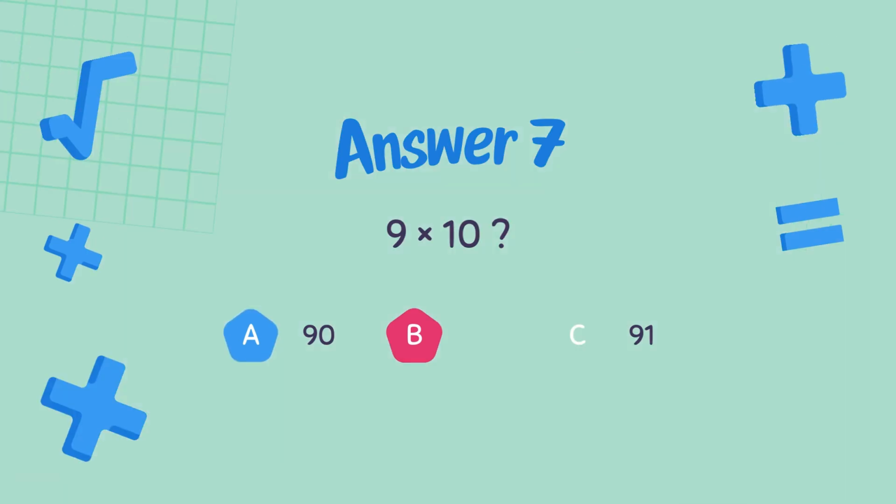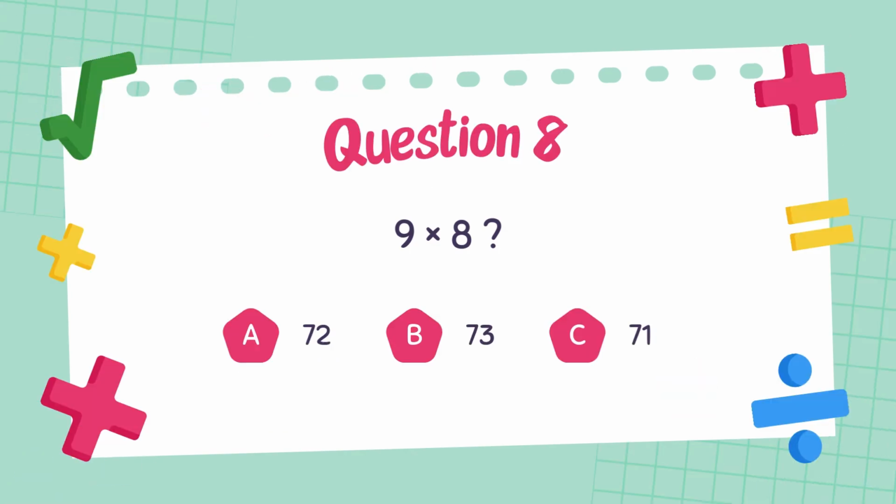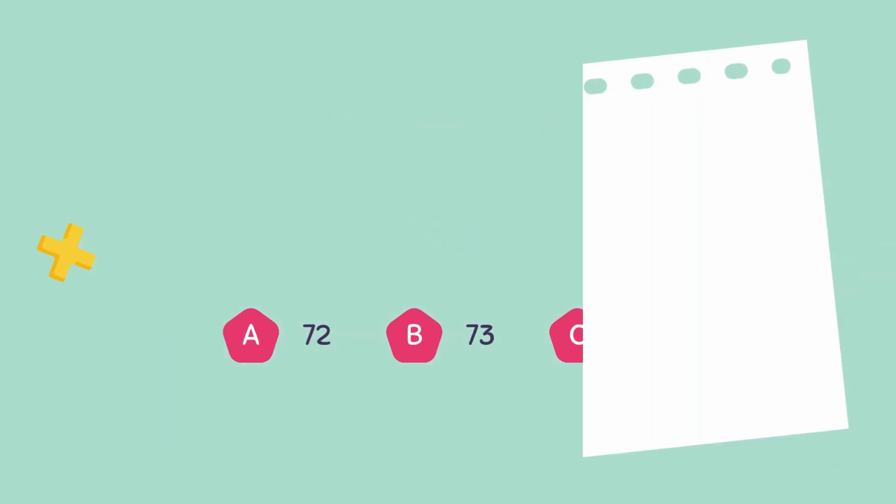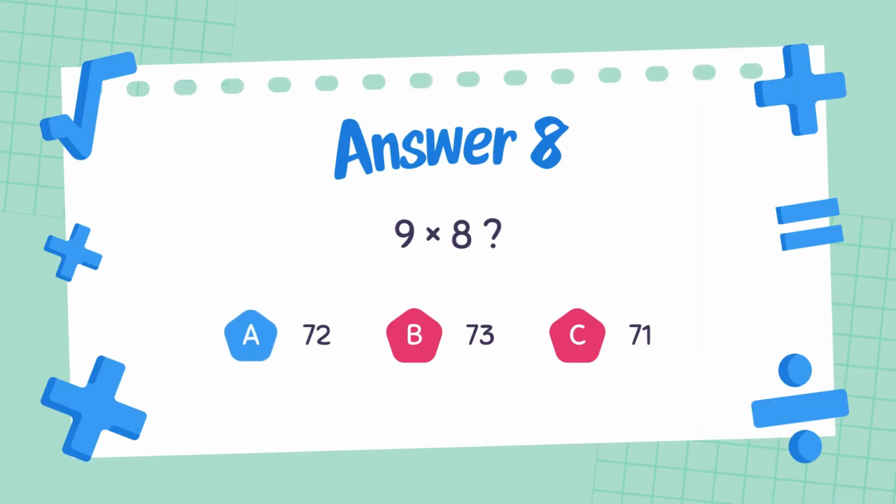Amazing. Question 8. What is 9 times 8? Is it A, 72, B, 73, or C, 71? And the answer is A, 72.